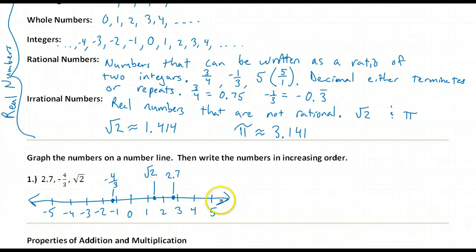Notice that all of these numbers do fit somewhere on the number line. If I had to write them in increasing order, my smallest number is negative 4/3, followed by the square root of 2, followed by 2.7.